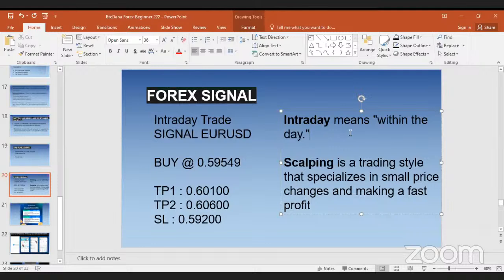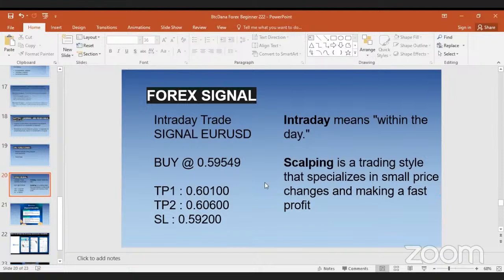Then we have a scalping trade. The scalping trade is a trading style that specializes in small price changes, and then you make a fast profit. Maybe you are on the 1 minute. 1 minute is very fast. The candles are forming every minute. So maybe in 5 minutes you want to make double your money. That is what we mean by scalping.